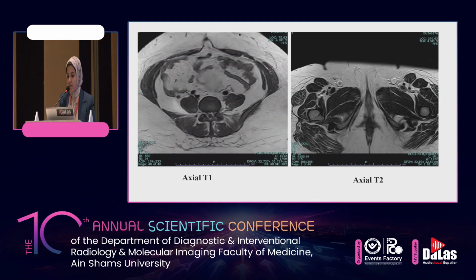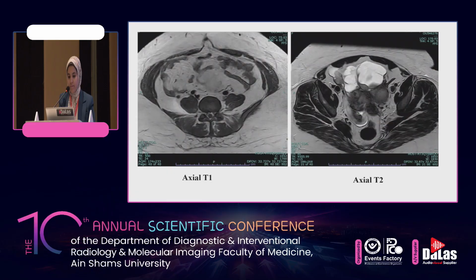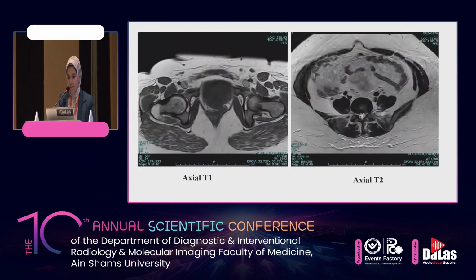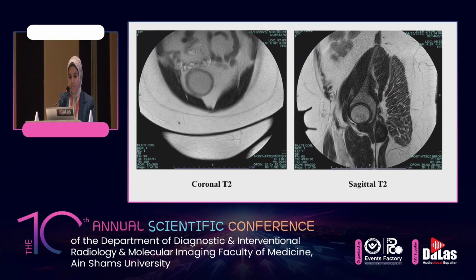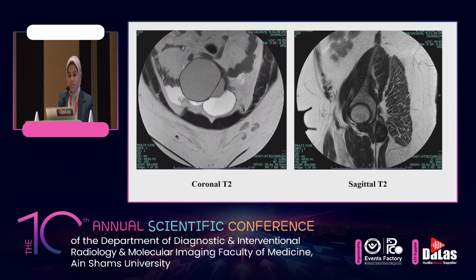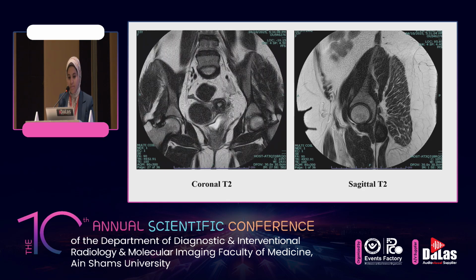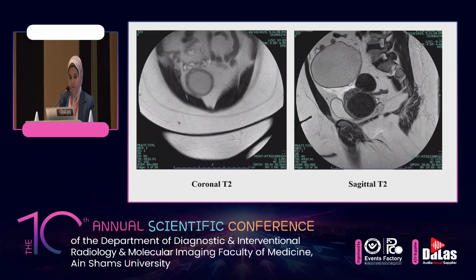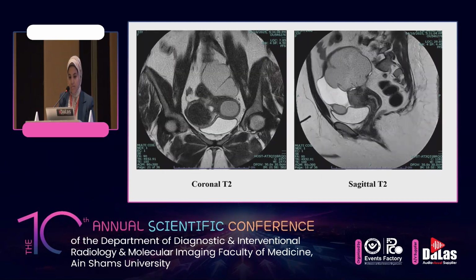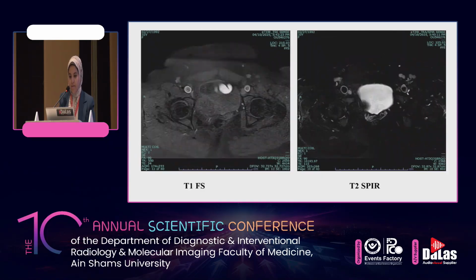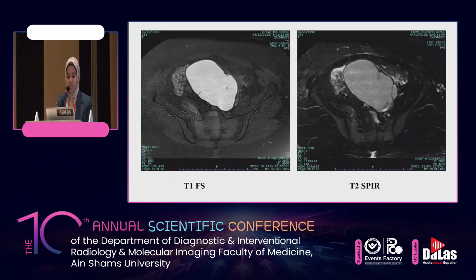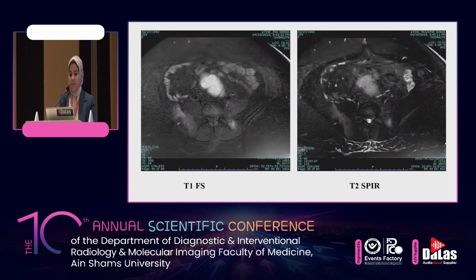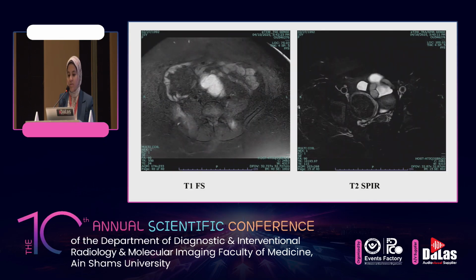And here are the axial T2 images. Here is the coronal T2. And here is the sagittal T2. I guess you may need fat suppression sequences. So here are T1 fat sat and T2 fat sat sequences.